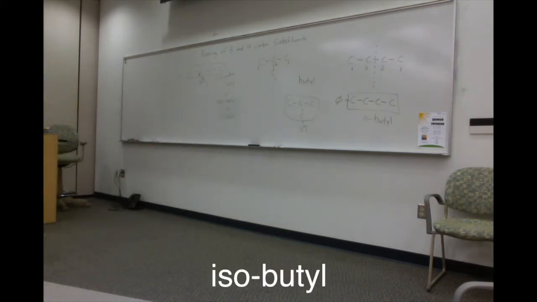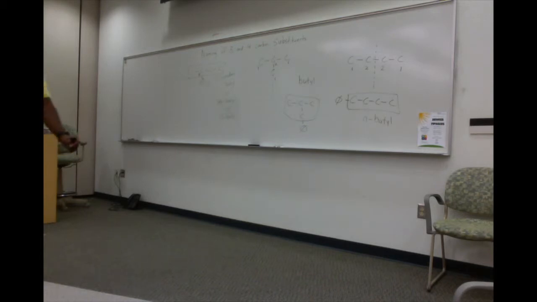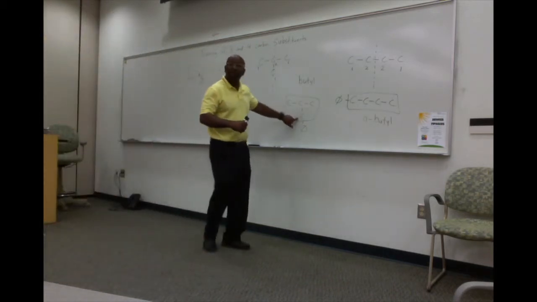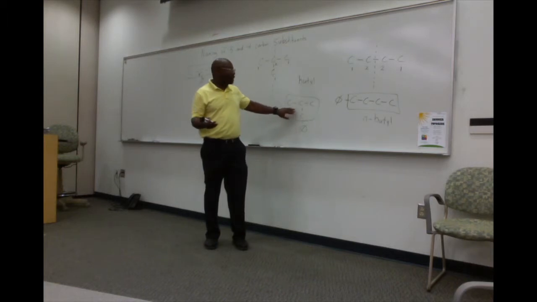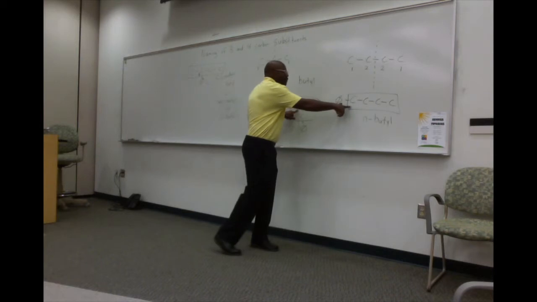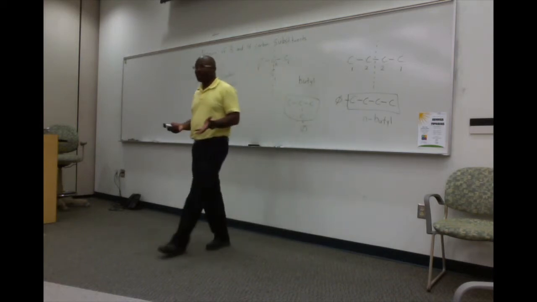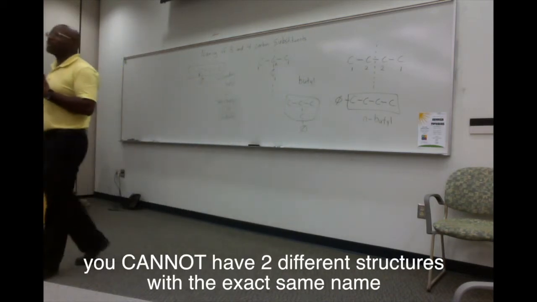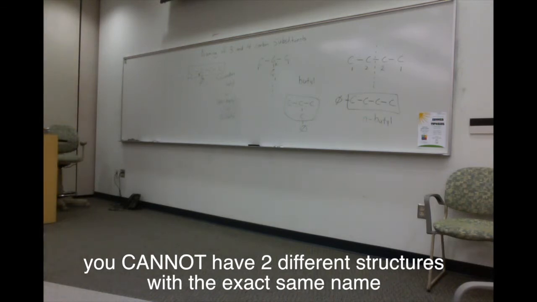Isobutyl. Now, again, the first question comes up, why not call it n-butyl also? Because I'm attached to the carbon at the end. That actually would make good sense. The problem is if you call this n-butyl, because again it is attached to a carbon at the end, which is the same as we did earlier, then I have 2 different butyl groups with the same name. You cannot have two different structures with the exact same name. So they had to come up with a different name for the next group, which is the tert-butyl carbon. The other one is referred to as isobutyl.